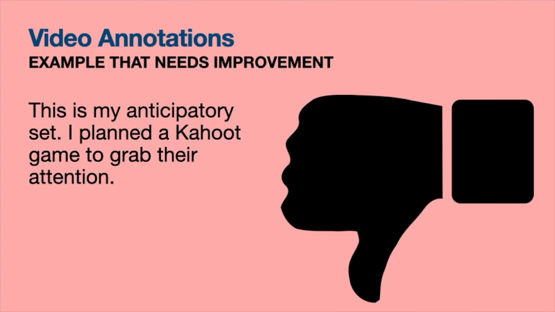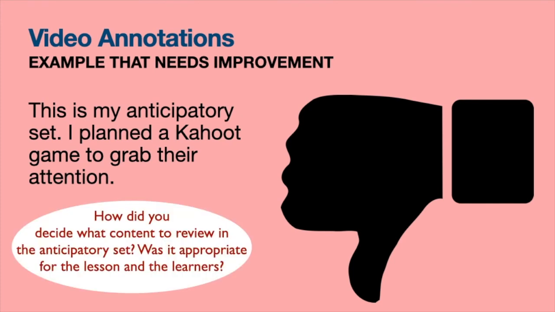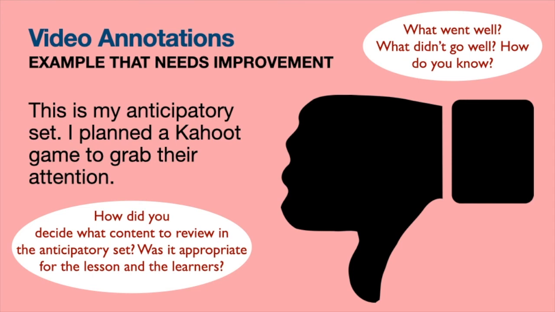This is an example of an annotation that is not specific enough and needs improvement. If you begin with a simple sentence like this, start thinking like your supervisor. Consider asking yourself some additional probing questions to get ideas of what else to write about. How did you decide what content to review in the anticipatory set? Was it appropriate for the lesson and the learners? How do you know? What went well? What didn't go well? How do you know?